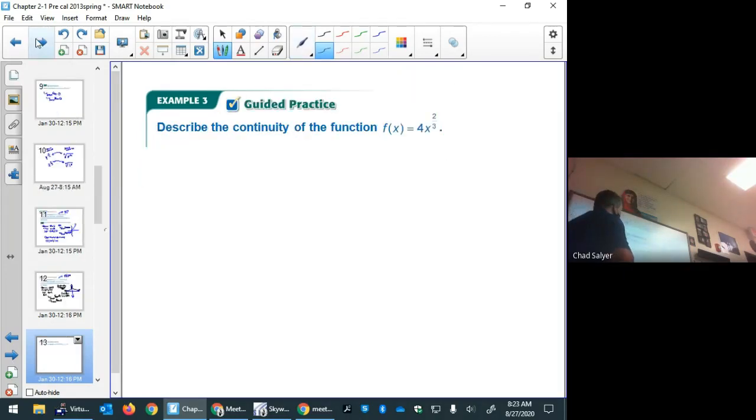So here's one for you. Tell me if this function is continuous. 4 times x to the 2/3. Can you graph it without picking your pencil up? If you're not sure how to begin, raise your hand. I'll come help you.